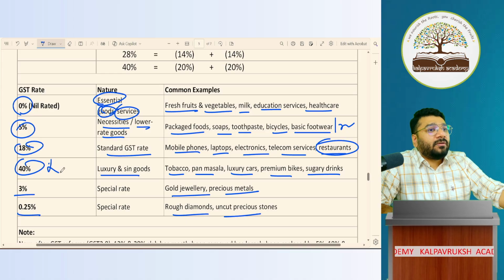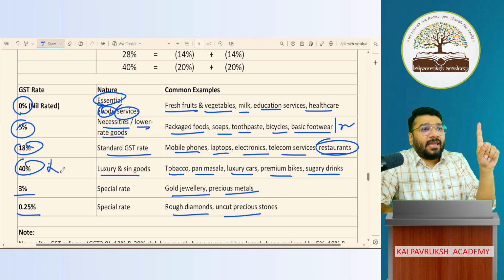All of you have seen the Robo movie? Robo, Rajinikanth. Robo 1 came, then Robo 2.0 came.